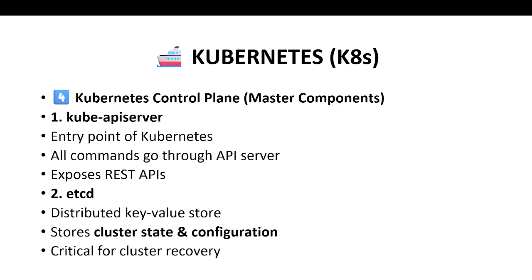So it contains one, the Kube API server. It is the entry point for Kubernetes. All commands go through the API server, and it exposes REST APIs. So this is the entry point of Kubernetes, all commands go through this server, and it works with REST APIs.